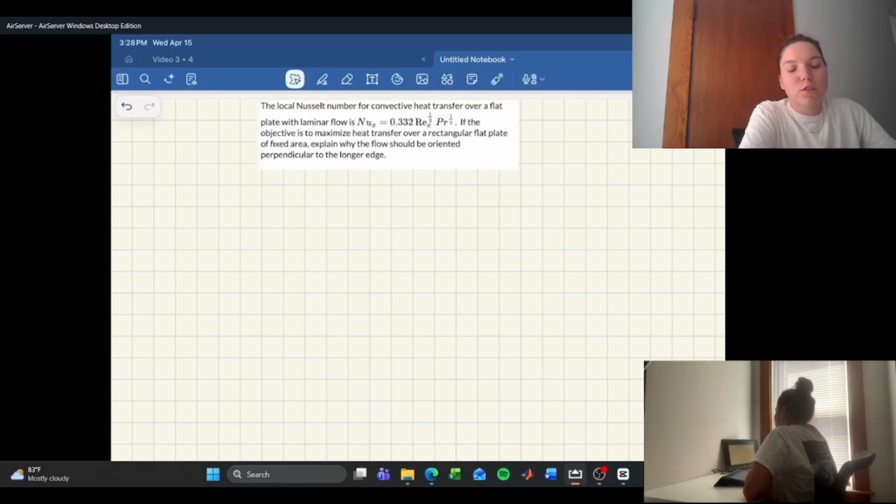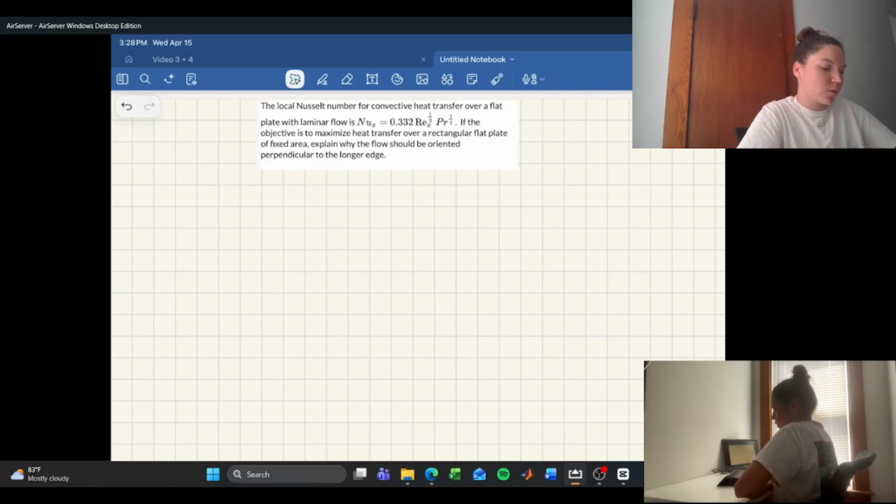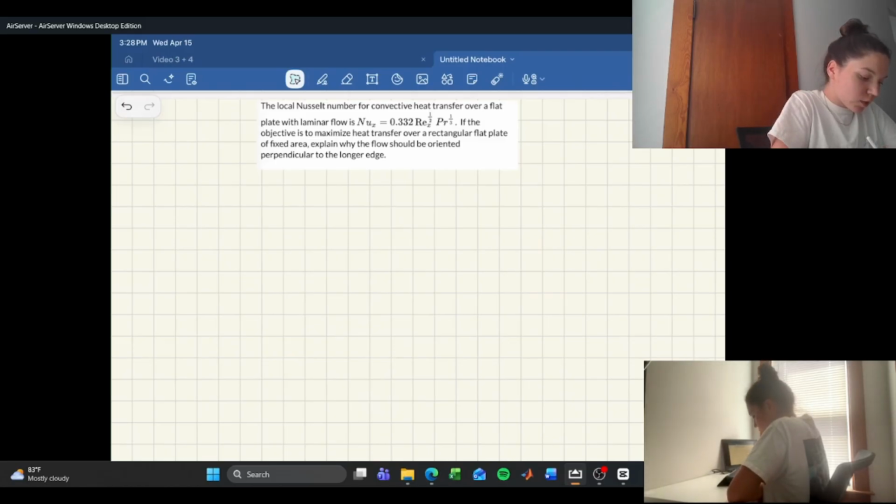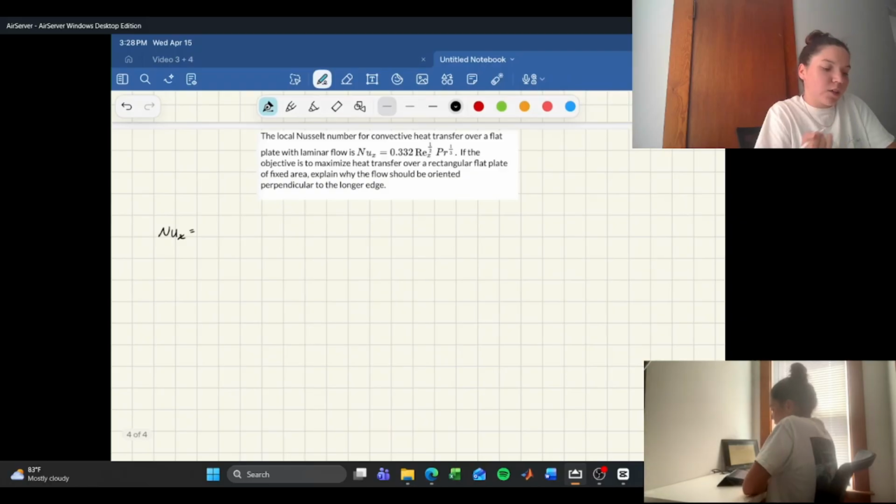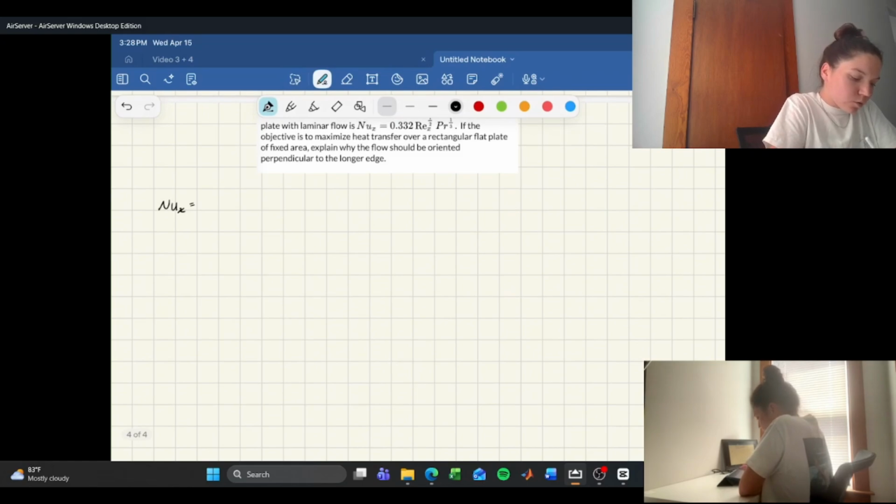So today we're trying to maximize heat transfer over a rectangular flat plate of a fixed area. To do this, we're going to use Nusselt's number, Nu in the x direction, for convective heat transfer over a flat plate with laminar flow. This is going to be equal to 0.332 times the Reynolds number in the x direction raised to the 1/2 power, times the Prandtl number to the 1/3.